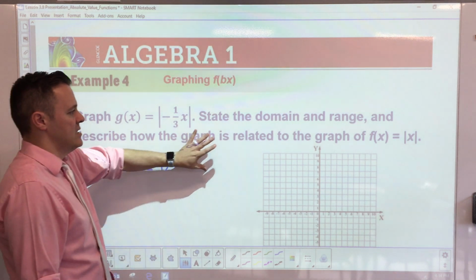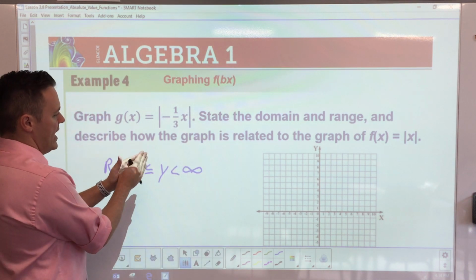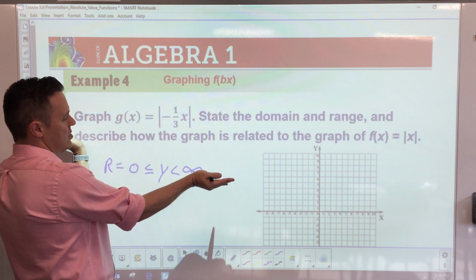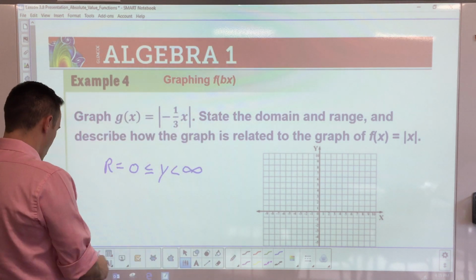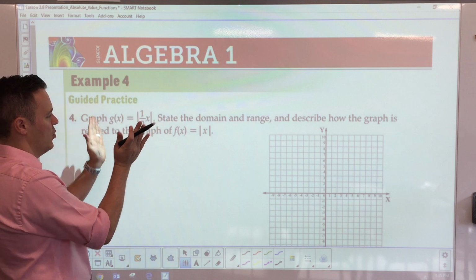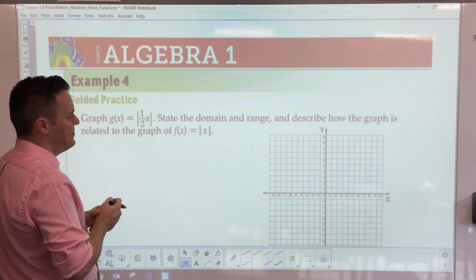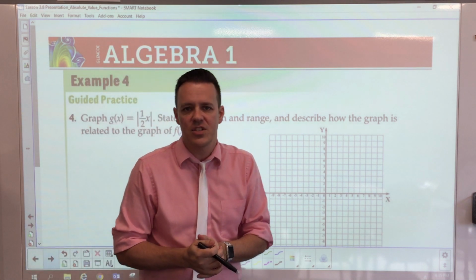And how does it relate to the graph of f of x? Well, it actually vertically stretches it out to 1/3. It makes it more difficult. It's not as 1-to-1. What happens if you do half? The half of x is kind of what we just did, okay?